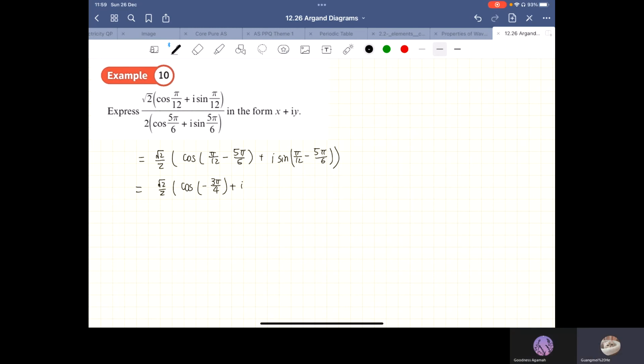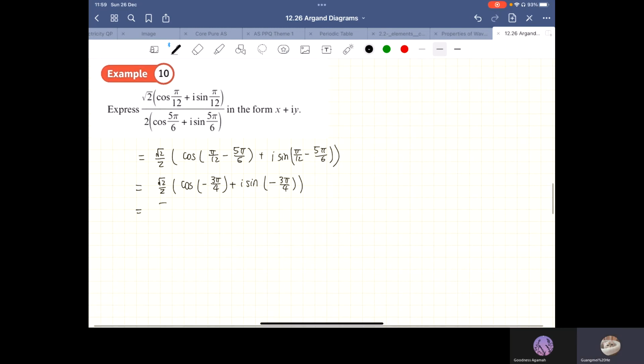And pi/12 minus 5/6? The same thing. That's it. Then we need to simplify again. We use a calculator here. √2/2 should be... The calculator will tell me the final answer. Plus i -1/√2.